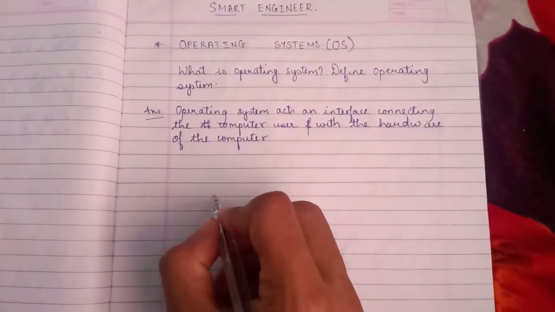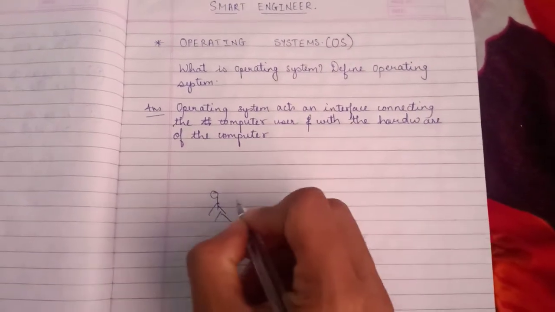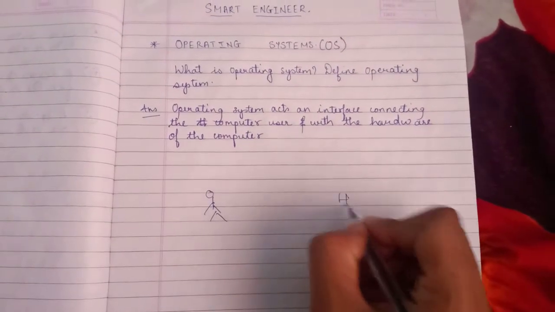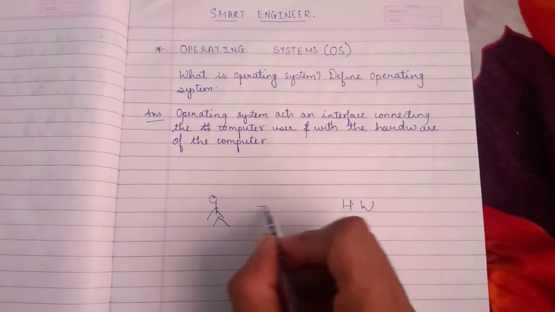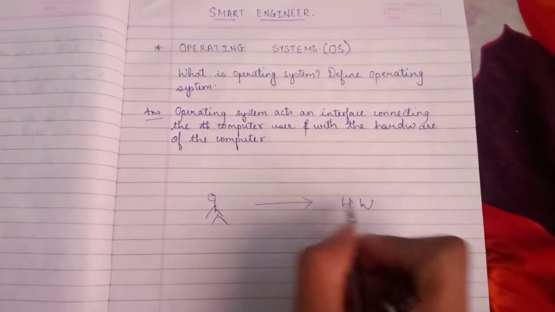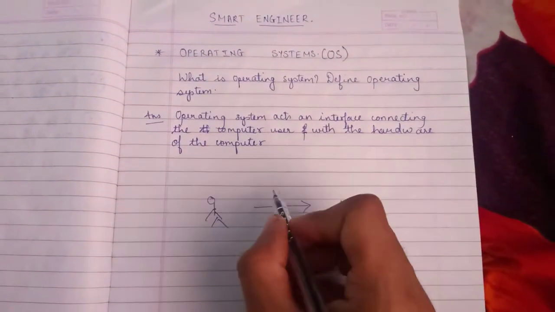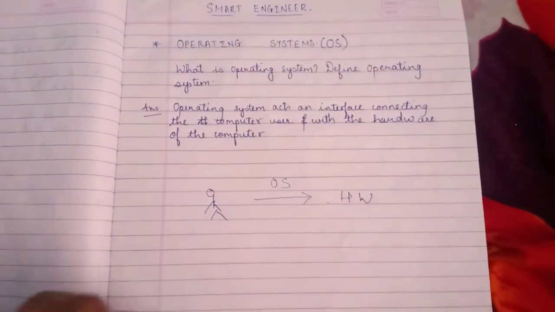Consider a user, this is the computer user and this is the hardware of the computer. So the bridge or the interface connecting the computer user with the hardware is the operating system.